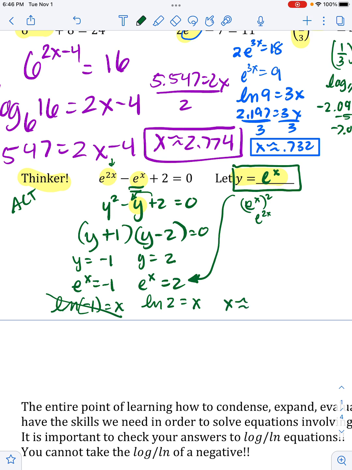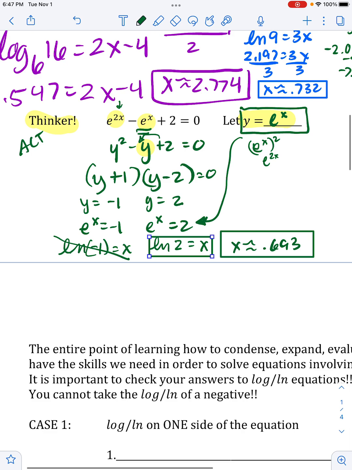And when I do that on my calculator, I get approximately 0.693. So that's the only valid answer. And on the ACT, they will probably just leave the answer as ln 2 because they say that you don't need a calculator to take the test, but you really do.